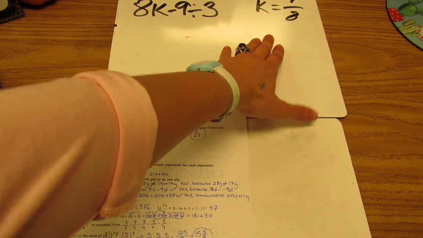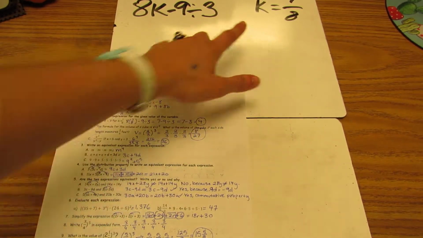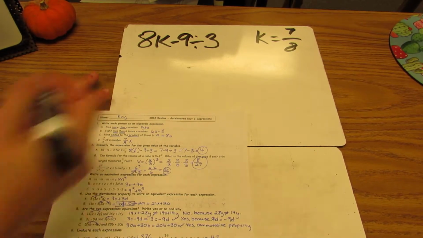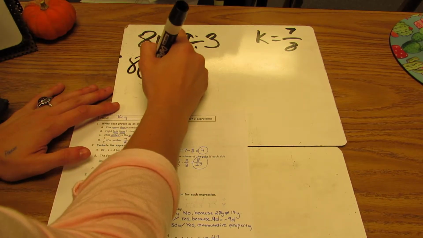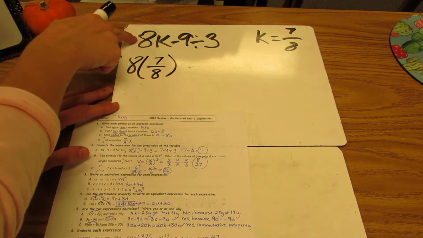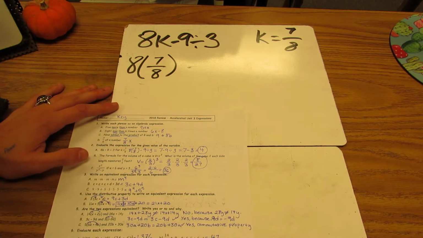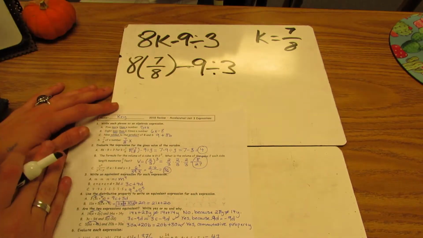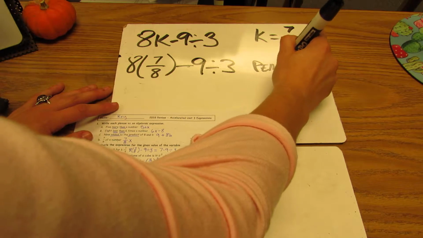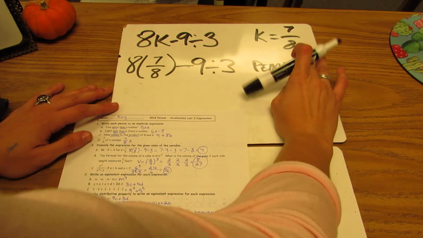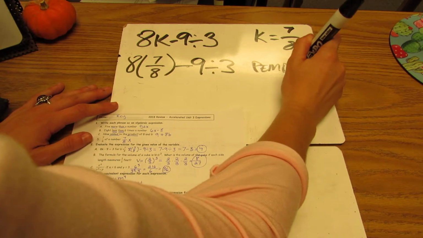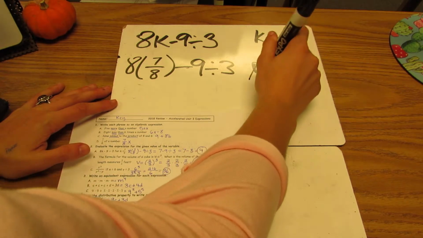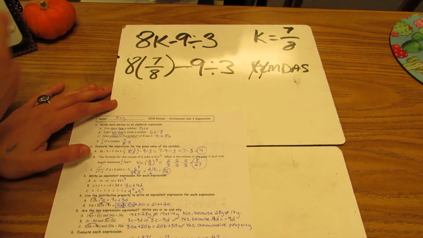I'm going to take my value of 7/8 and substitute that into where I see the variable K. So I'm going to rewrite my expression as 8 times 7/8. Remember, if you see a coefficient with the variable, that's a product, that's a multiplication term. Minus 9 divided by 3. Now we can evaluate this using order of operations. So do I see any parentheses? I do, but those parentheses technically count as what? Multiplication, all right? So not really any parentheses, not really any exponents, but I do have multiplication.